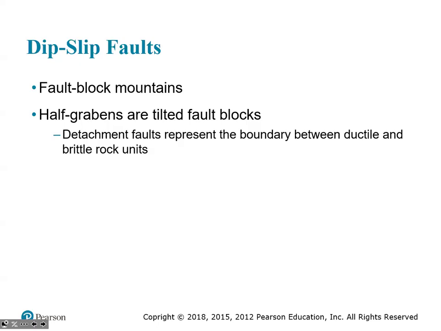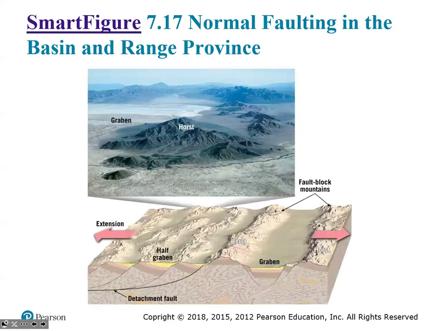So fault block mountains are formed by dip slip faults. You also get half grabens, which are tilted fault blocks, and detachment faults represent the boundary between ductile and brittle rock units, where one portion bent, the other portion broke. So here we have a graben and a horst, where things sort of tilted, and we have breaking above this detachment fault and bending below it. So here are some examples of normal faulting in the Basin and Range Province.